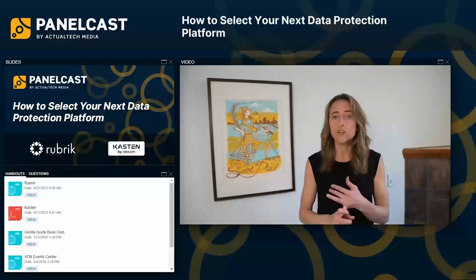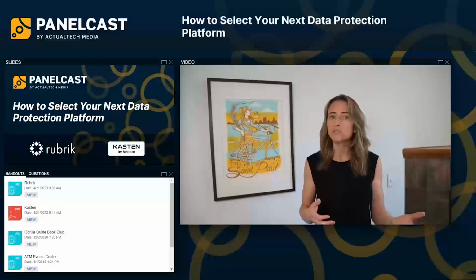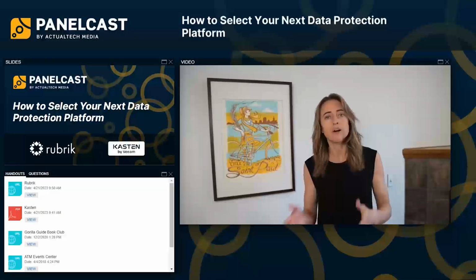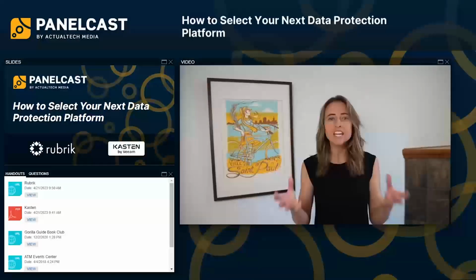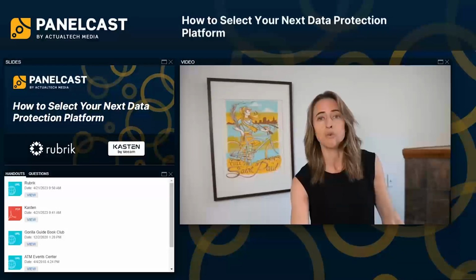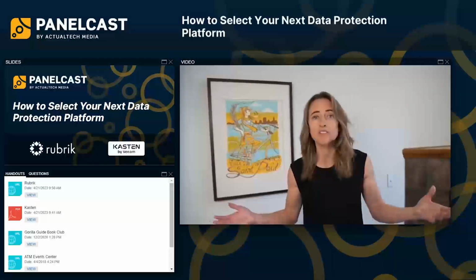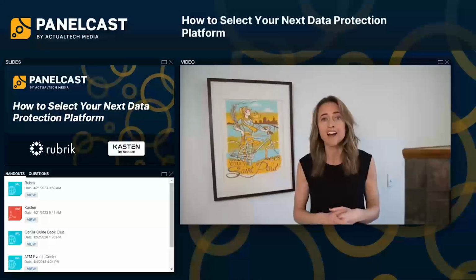So why should your organization think about upgrading your data protection platform? What are the risks if you don't? What are the opportunities if you do? And how, most importantly, do you even go about making this choice? That could maybe feel a bit big, scary, or overwhelming purely because of the variety of options that are out there for us, which is really a great problem to have, I guess.